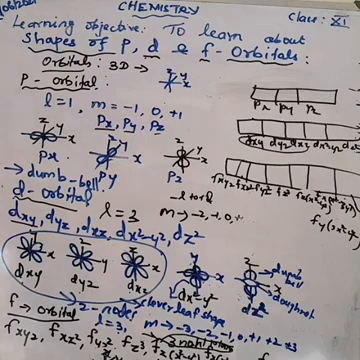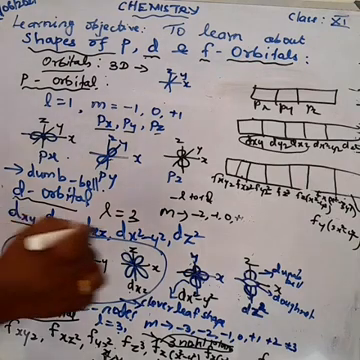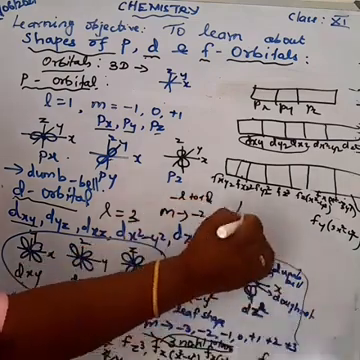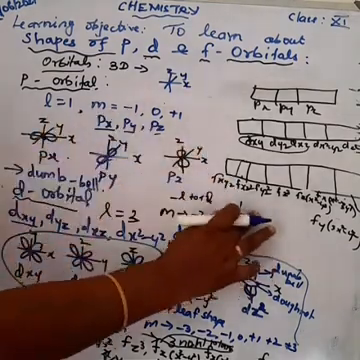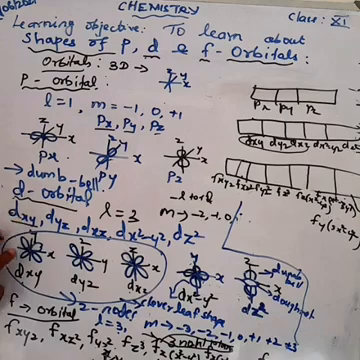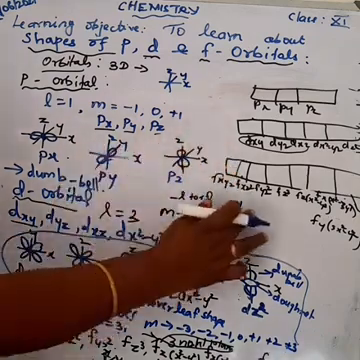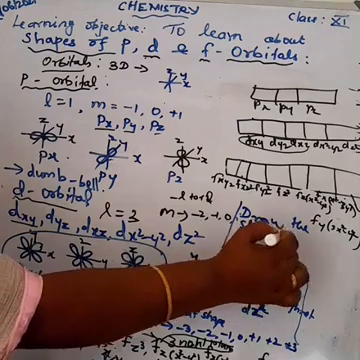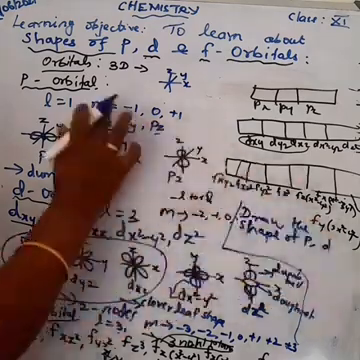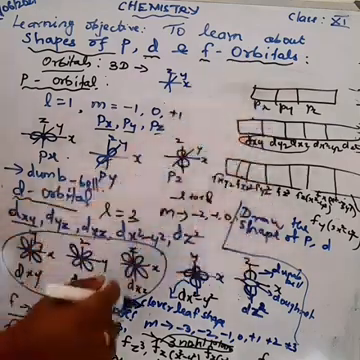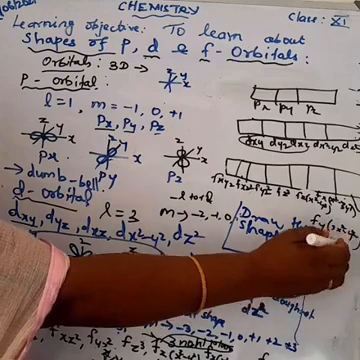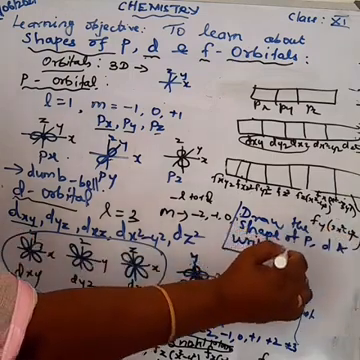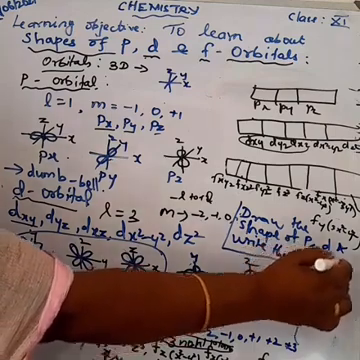So today's assignment: draw the shapes and write the orientations. Draw the shapes of the p and d orbitals and write the designation or orientation of the p, d and f orbitals. The shape of the p and d orbitals you can draw like this. And you should write the orientation of the f orbital. It is very important. This is the time to study. If you study well, you can write the electronic configuration for various elements clearly.